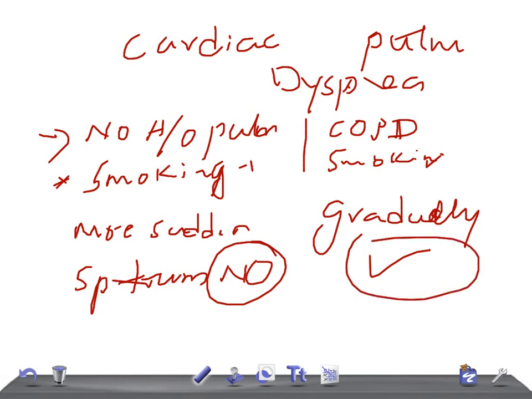And in cardiac dyspnea, there's no evidence of lung disease on X-ray. If you take an X-ray, you don't see any abnormalities on the chest X-ray, but you may see evidence of cardiomegaly. Whereas in pulmonary dyspnea, you see evidence of lung disease, like signs of chronic obstructive lung disease. So these are the important points that will help you differentiate whether it's a cardiac or a pulmonary dyspnea.